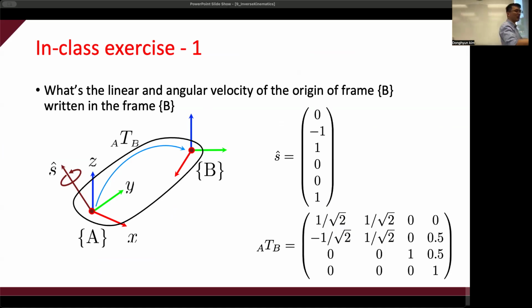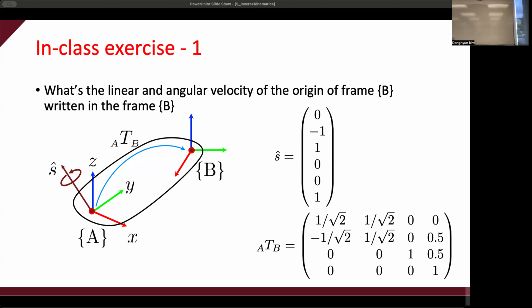You have to flip it if you want to use this as the transformation from B to A. The origin of frame B with respect to frame A. The origin of frame C with respect to frame A, when its origin is 0.5 in the y direction.